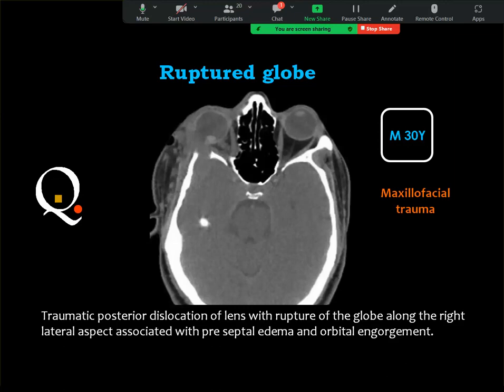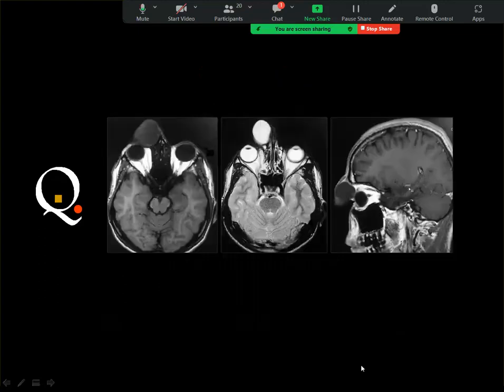You should look carefully for the integrity of the globes. This is mandatory because rupture globe means that it is irreversible damage to the globe and is no more suitable for anything.